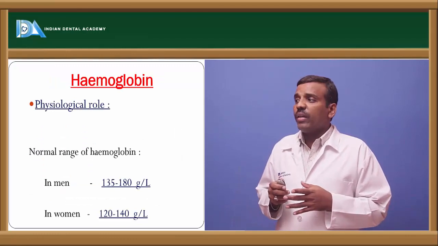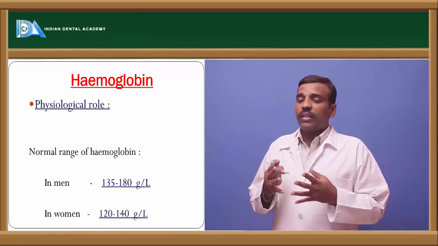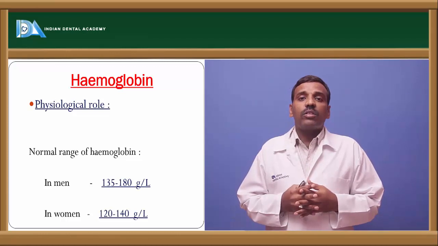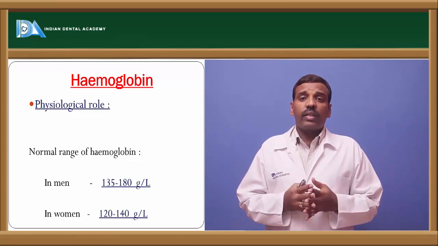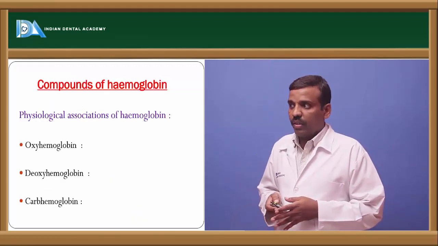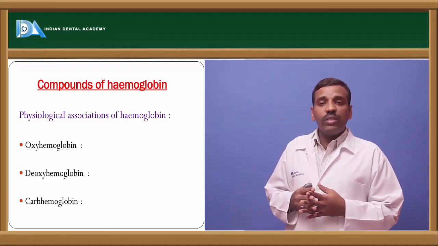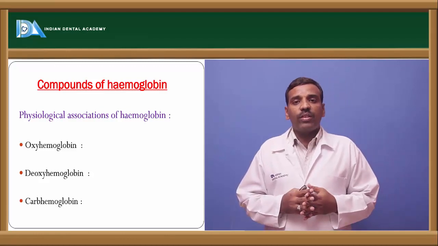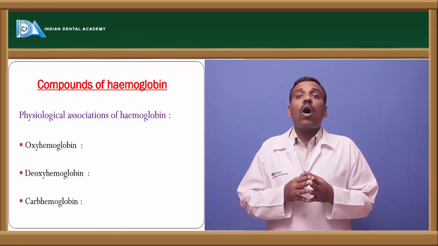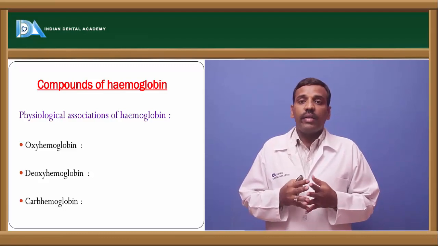And the physiological role of hemoglobin is the transportation of gases. The normal range of hemoglobin in males is about 13 to 15 grams per deciliter, and in females about 12 to 14 grams per deciliter. And the compounds of hemoglobin: physiologically, mainly oxyhemoglobin, when the hemoglobin combines with oxygen. Deoxyhemoglobin, when the oxygen is detached from the hemoglobin, is called deoxyhemoglobin.